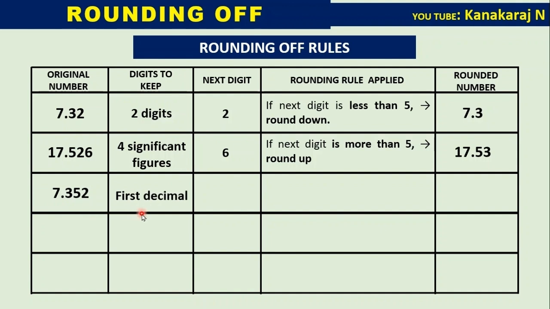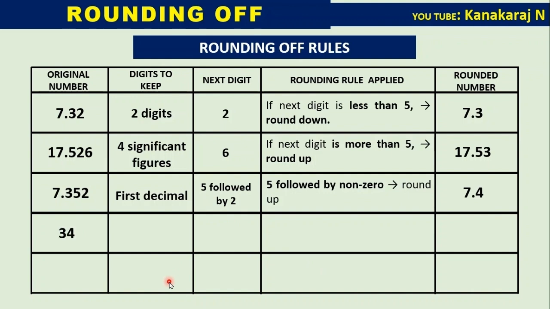The next example, 7.352. First decimal, so the second decimal is 5 and followed by some numbers. Therefore, the 3 has to be raised by 1. 5 followed by non-zero, so round up. So the answer is 7.4.